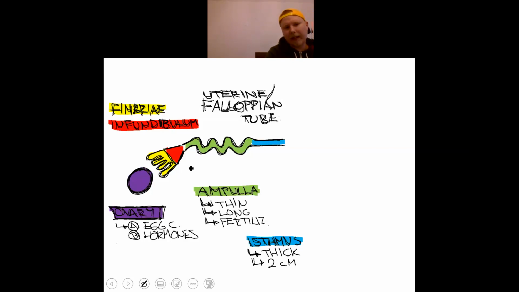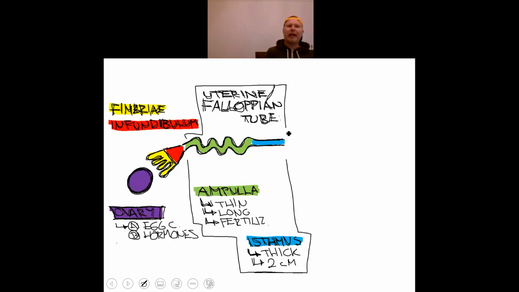So yes, I can bring it all together like this just to highlight that these all belong together. They're different parts of the uterine tube or fallopian tube. And now we are ready to move on to have a look at the uterus. So let's add that to our diagram.